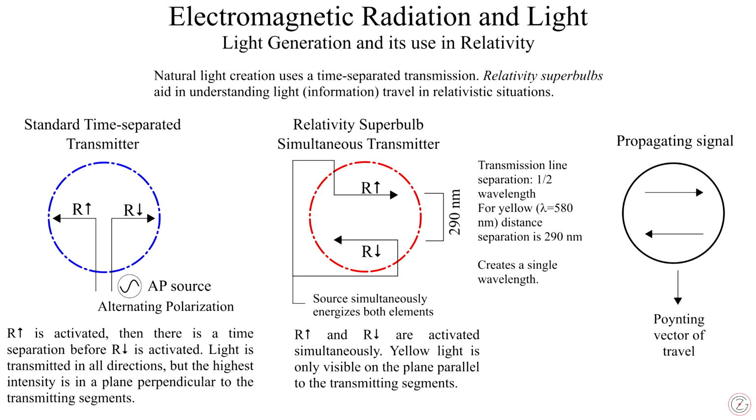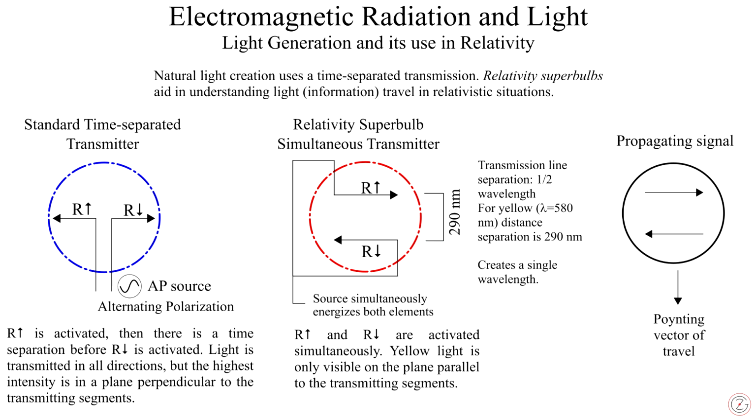Light generation, both natural and man-made, has time-separated radiation fronts. This is the alternating polarization, or AP format. This is represented by the blue circle transmitter, with one side of the antenna active, followed by the other side.